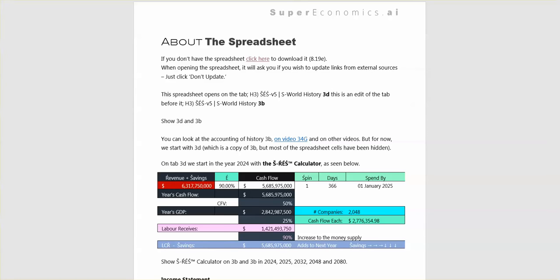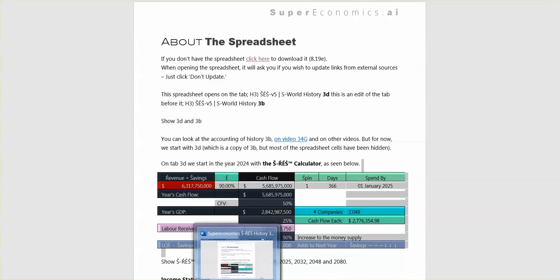You can look at the accounting of History 3B on video 34G and other videos, but for now we're starting with 3D, which is a copy of 3B, but most of the spreadsheet cells have been hidden. Below we see, on tab 3D, we start in the year 2024 with the Res calculator as seen below. This is the Res calculator, and let's see it on History 3D.